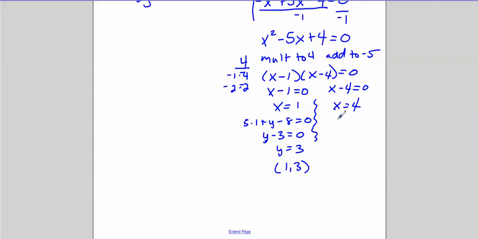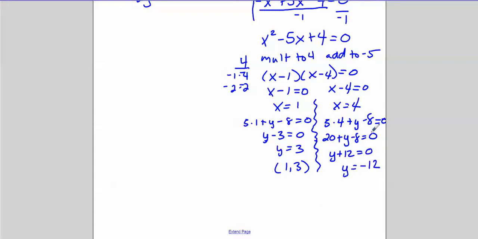If I put the 4 in, I would have 5 times 4 plus y minus 8 equals 0, which is 20, plus y minus 8 equals 0. 20 minus 8 is 12, so y plus 12 equals 0, and y would equal negative 12. So I have x equals 4, y equals negative 12, and that point would be 4, negative 12. So there's a lot of work here. Box up your answers so you can find them.